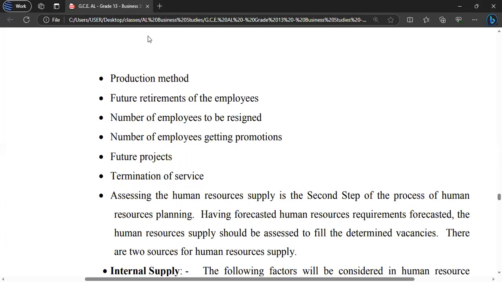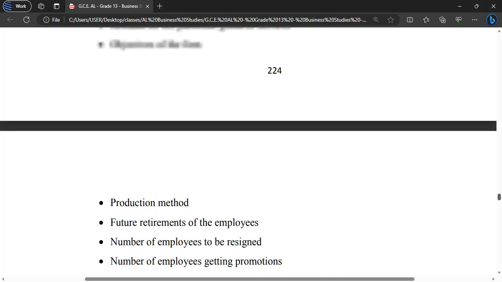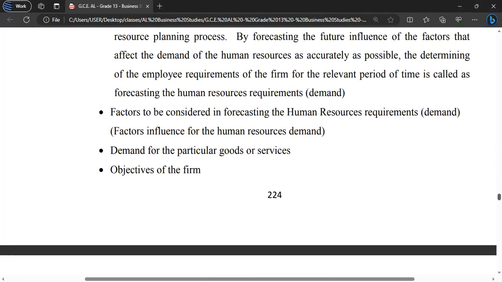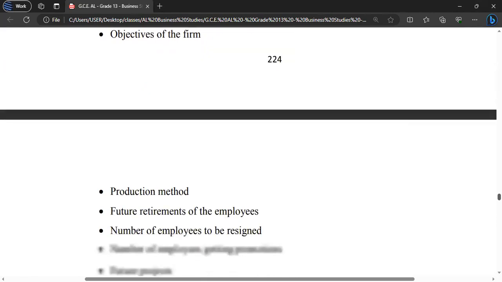Then future retirements of the employees. How many employees are going to retire from the firm in the future? The number of employees to be resigned. If many employees resign, you need employees for those places, right? The number of employees getting promotions, future projects, termination of service, right? These are the factors that you need to consider when forecasting the human resource requirements, right?